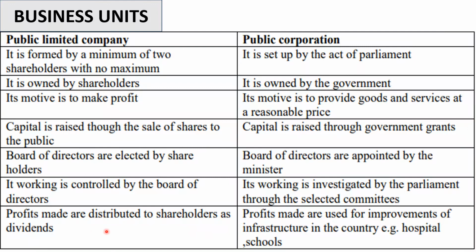Finally, profits made are distributed to shareholders as dividends. Well, for a public corporation, profits made are used for improvement of the infrastructure in the country. So these are the differences between public limited company and public corporation.